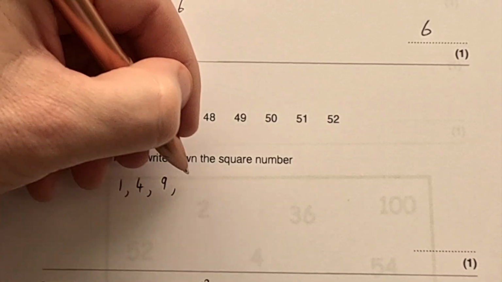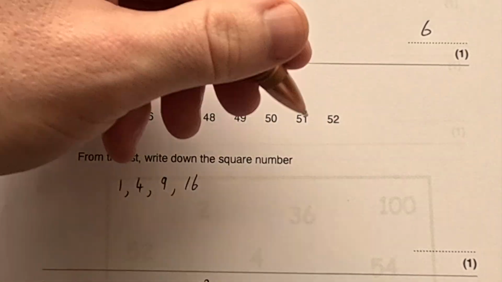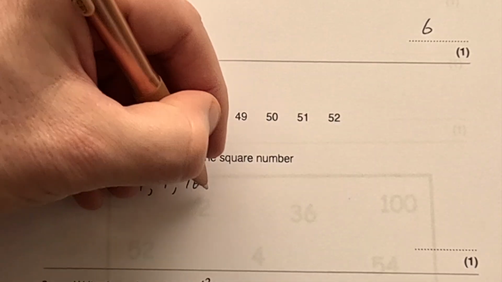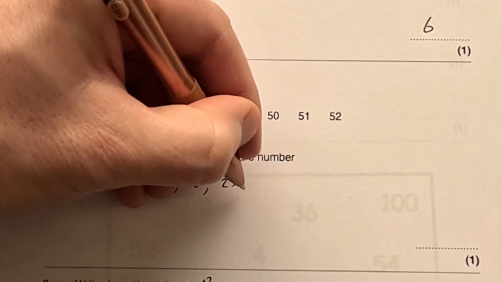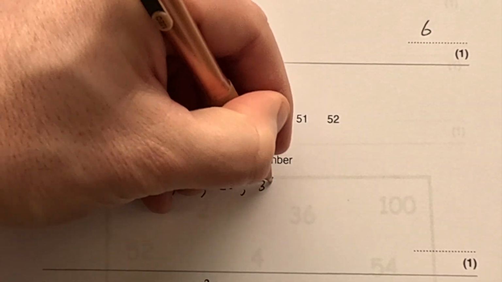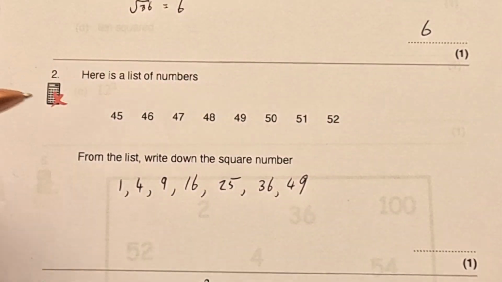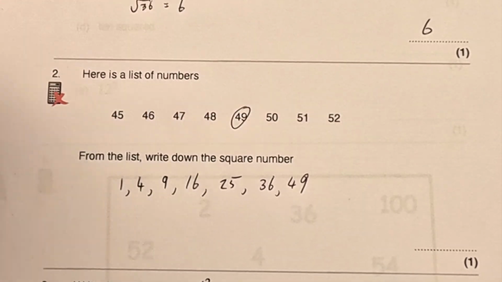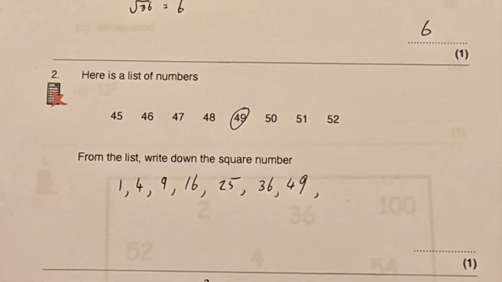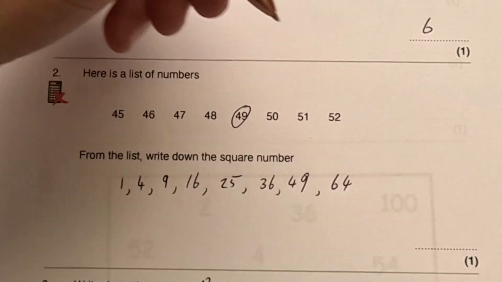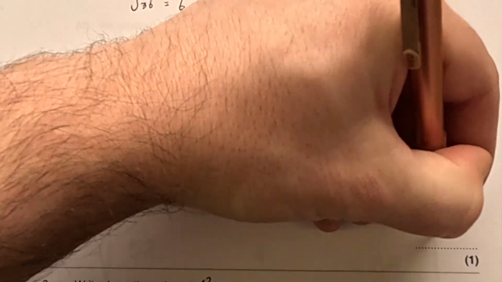4 squared, 4 times 4 is 16. Now we obviously need to go a bit further because we need a bigger number. 5 squared is 25. 6 squared, 6 times 6 is 36. And 7 squared, 7 times 7 is 49. So that means that 49 is the square number in that list. And the next square number, if we were just to check, 8 times 8 is 64. So the square number in that list is 49. So let's write it down, 49.